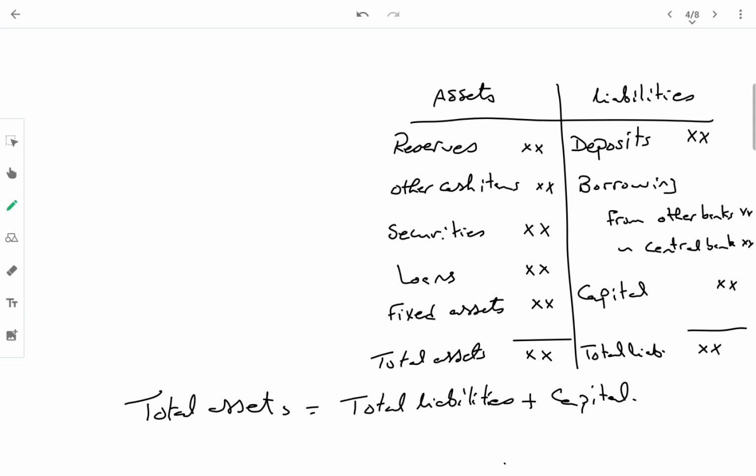From this we can conclude that banks get their sources of funds from deposits and borrowing. They use this money to buy assets in the form of securities, loans, reserves, and other cash items. So bank assets are the use of funds, while bank liabilities are the source of funds.